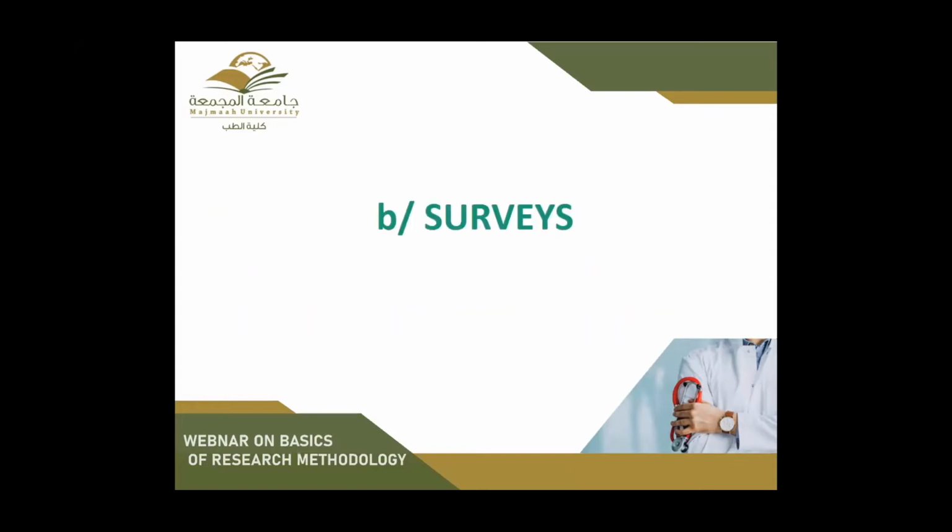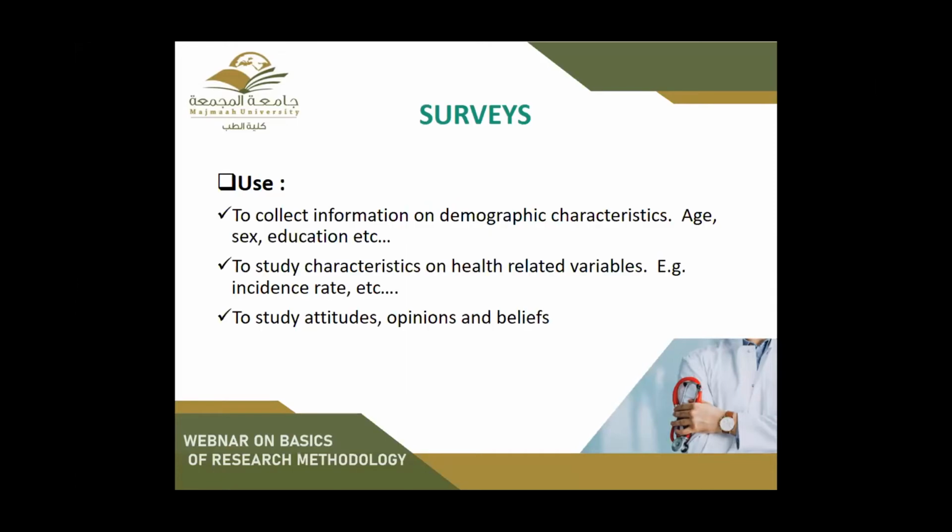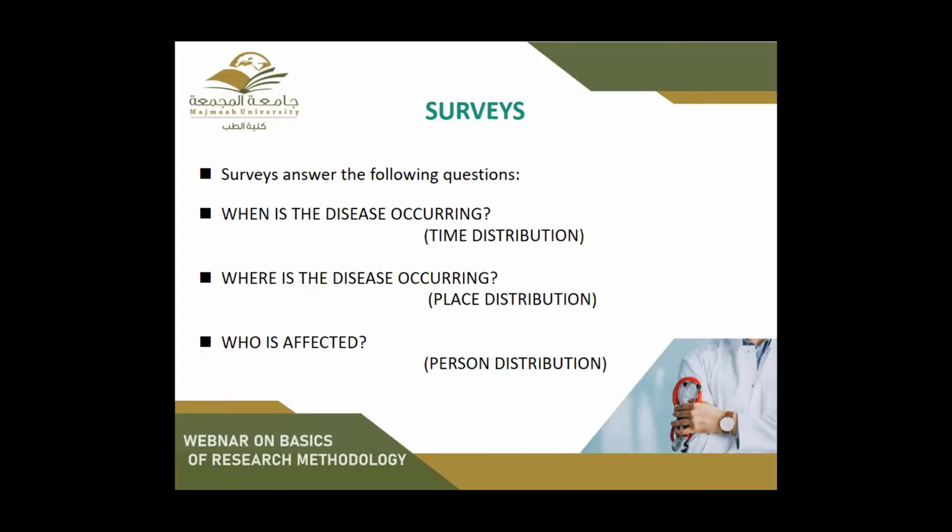Then we have the second type of descriptive observational study, the surveys. We call it al-musuhat, the surveys, right? We use it to collect information on demographic characteristics like age, sex or gender, and education, to study health-related variables like incidence rate, and to study attitudes, opinions, and beliefs. Surveys answer the following questions: when the disease is occurring, which is called time distribution. Also, it can answer place distribution or person distribution.